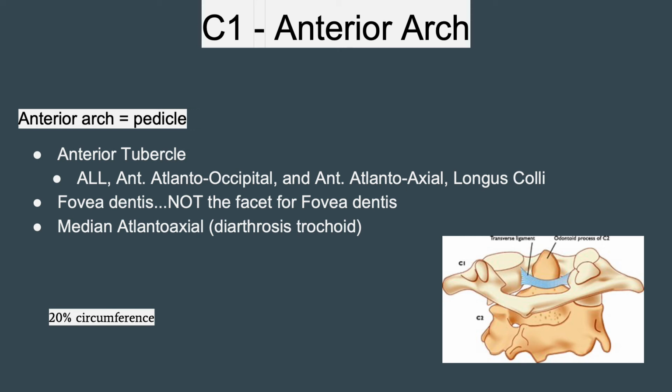I will reiterate this again just because it's so commonly messed up. The fovea dentis is found on that anterior arch. The facet for fovea dentis, the longer name, is going to be on the vertebra below. So C2 has the facet for that. So just keep drilling yourself on that. Don't get caught. And the articulation between the fovea dentis and the facet for fovea dentis forms that median atlantoaxial joint, which is that diarthrosis trochoid. Again, that's going to be 20% of the circumference.